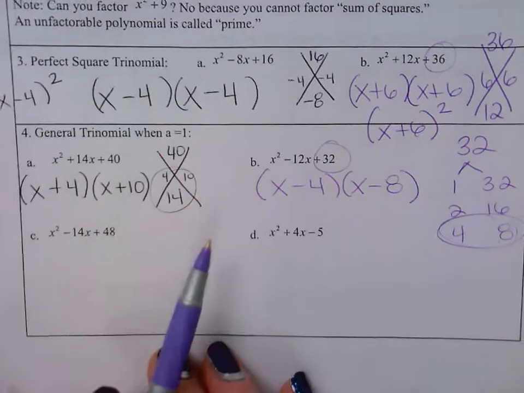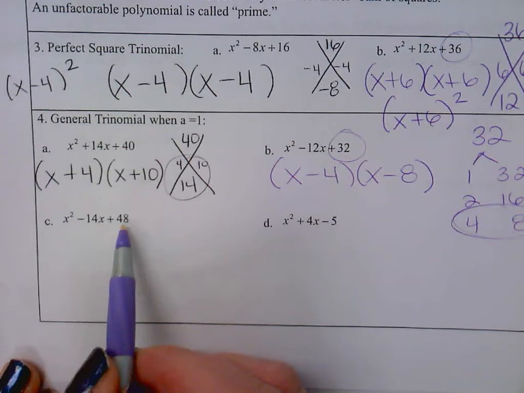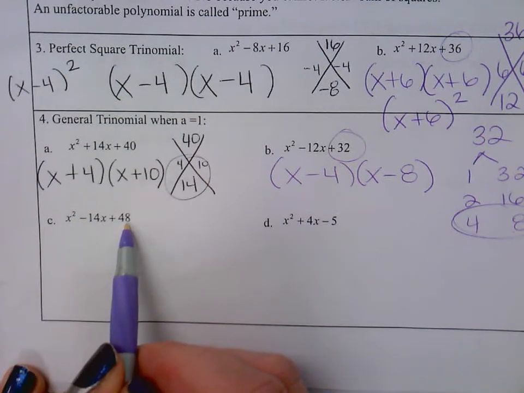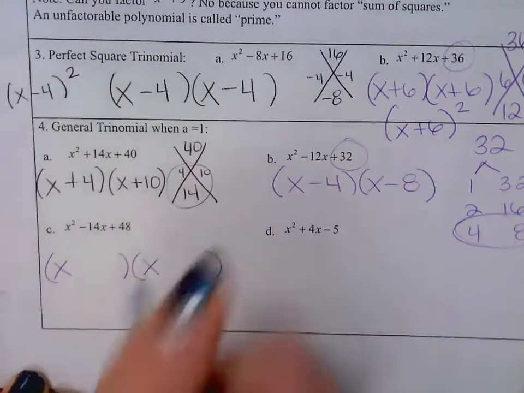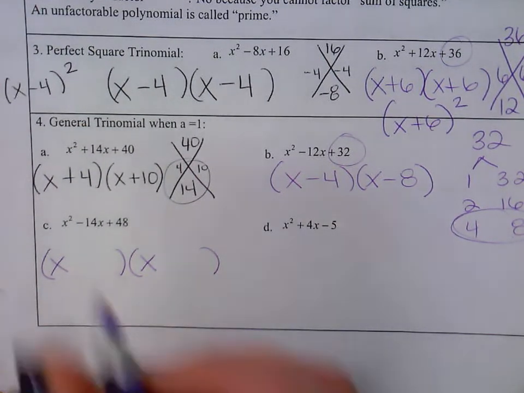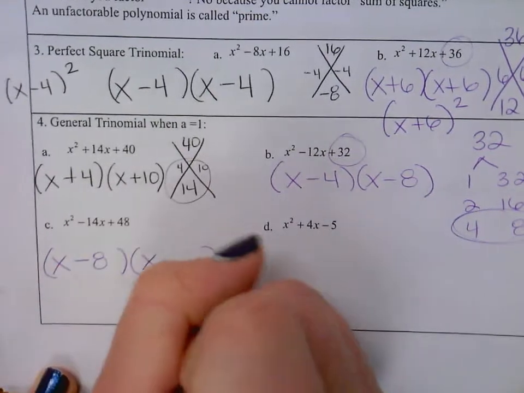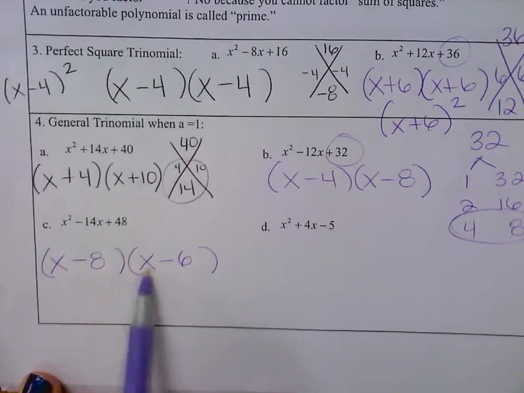All right, so then let's see, 48. What was that one? I need two minuses again. So what'd someone say? Yeah. So minus 8 and minus 6 gives you positive 48, and then your outer plus your inner gives you negative 14. Yep.